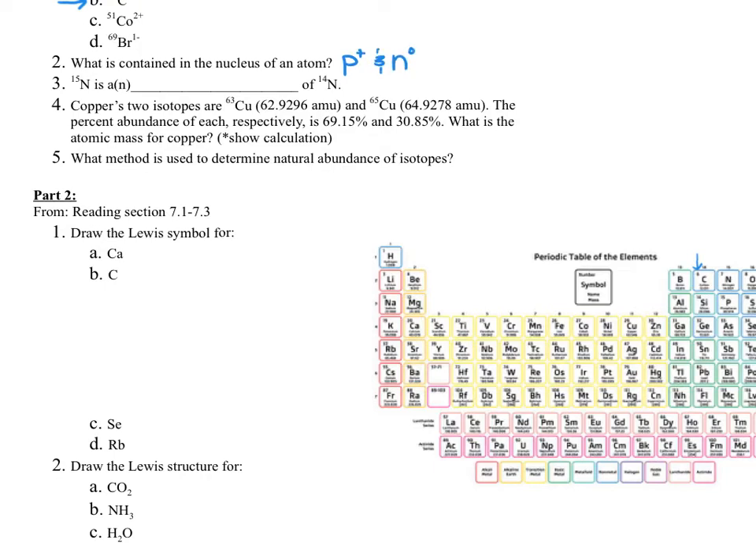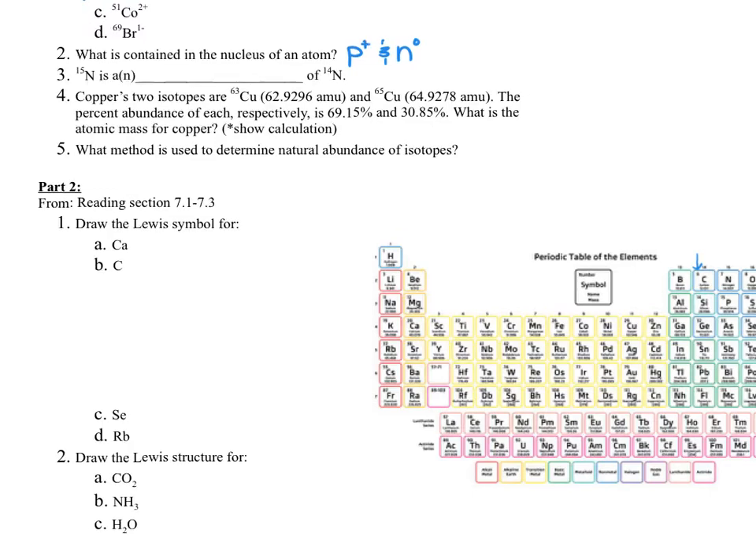Okay, let's skip to number 5. So number 5 says, what method is used to determine natural abundance of isotopes? This is taken directly from your reading. There's a method that's used to determine what the natural abundance of isotopes is. So again, I'm looking for a method, not a calculation necessarily, but what type of scientific method or tool is used to determine natural abundance.